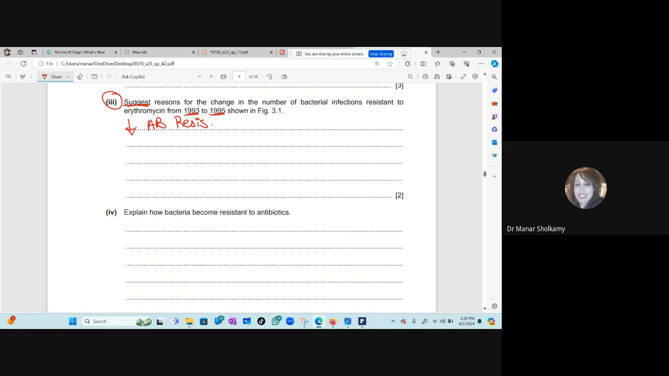Okay. We did not use it for viral infections. There is improvement in the hygiene. We became cleaner. The bacteria did not spread. We used new antibiotics. We used the antibiotics only when necessary. We did not use the antibiotics with livestock. I think you know what livestock is, with cows and sheep, when it is not necessary. We use the antibiotic in the correct dose.